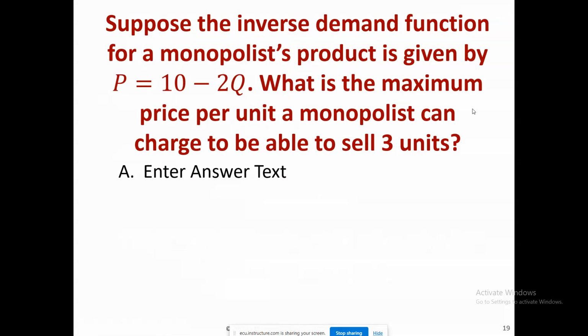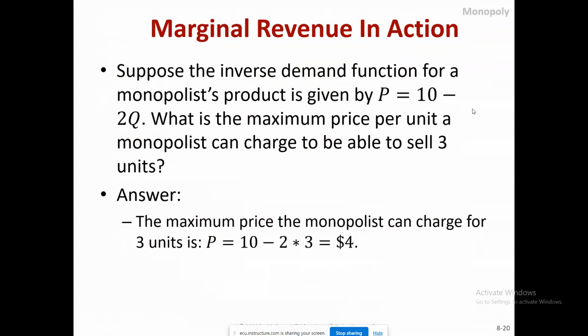Here's a practice for monopolist. Please pause and try. All right, here's the answer. The first question asks you, if the monopolist wants to sell 3 units, what's the maximum price it can charge? Well, we plug these 3 into the demand function, right? So monopolists choose quantity, then consumers have to decide the price. For 3 units, the consumers are willing to pay 10 minus 2 multiplied by 3, which is $4.